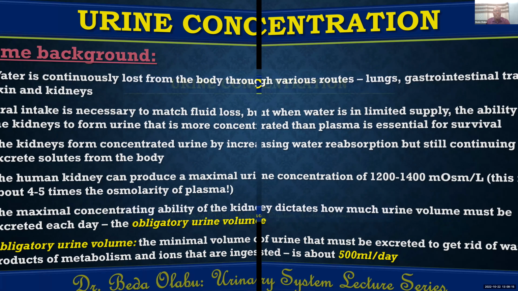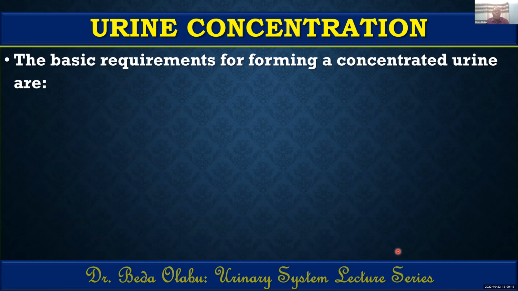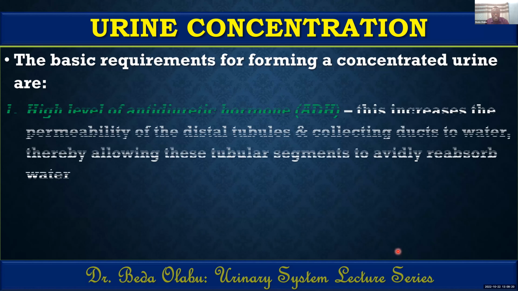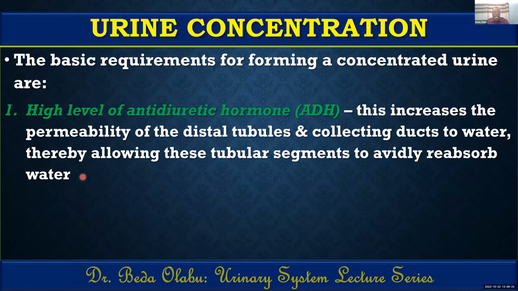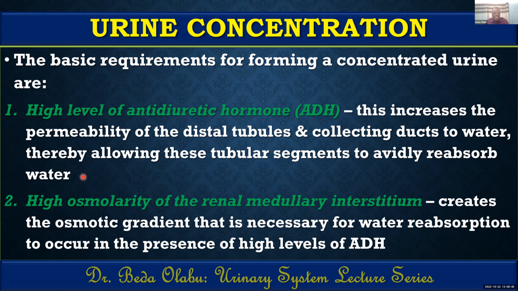So what does the kidney require to concentrate urine? Two things are required to concentrate urine. One, high levels of vasopressin. Vasopressin acts to increase the reabsorption of water in the distal tubules and in the collecting duct as well. And so high levels of vasopressin are required for urine concentration. The other mechanism that is required for urine concentration is high osmolarity of the renal medullary interstitium.